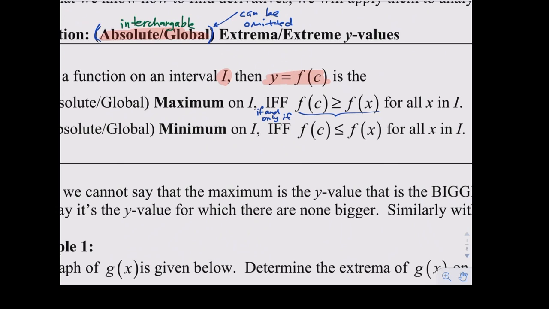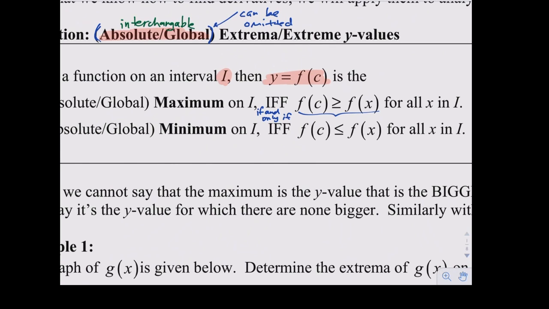And very similarly here, f of c is a y value that's a minimum if and only if it is less than or equal to all the other f of x values, all the other y values on the interval. So now there's no other y value that is lower than it on an interval.